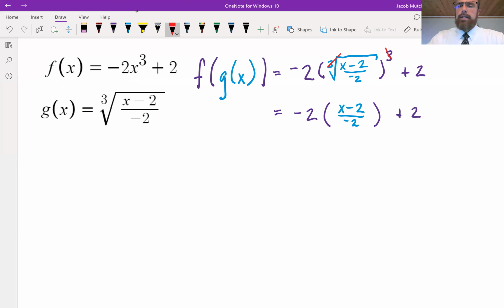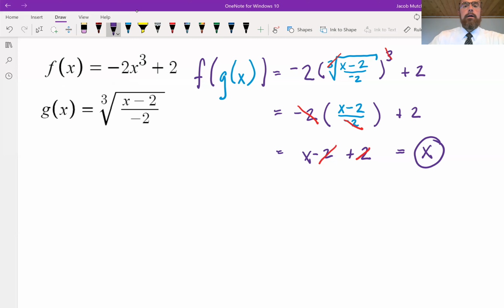What I'd like to cancel next are my coefficient in the denominator of that blue fraction. So negative 2 divided by negative 2 cancels. And notice how the function is simplifying down. Now I've got x minus 2 in parentheses plus 2. And at that point, I can let the parentheses go. There's no coefficient out front. And I see that the last two numeric values, negative 2 plus 2, also cancel. And this composition simply results in x.